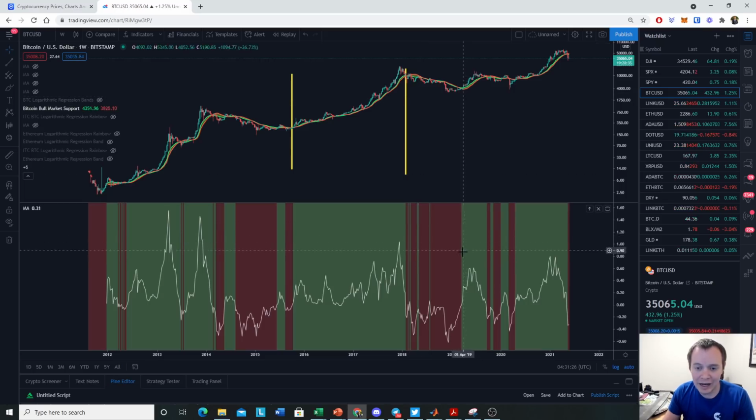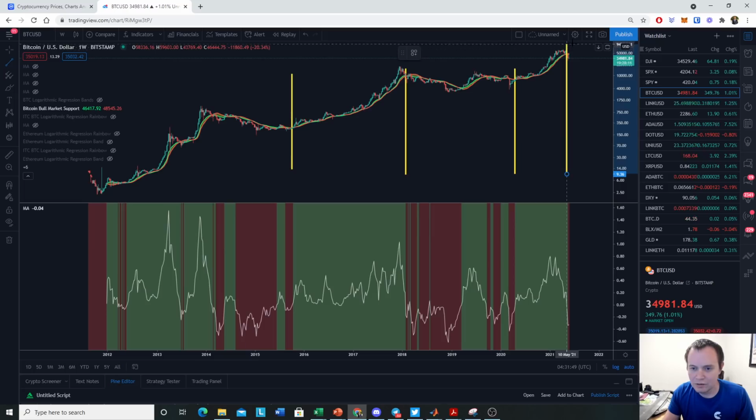Now, if we look at the current bull market that we've just been in since April of 2020, you can see it lasted until May of 2021 before this turned red again. And if you look at this, where it turned green, it was right here, and then it turned red right here.